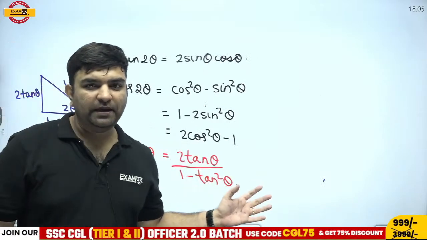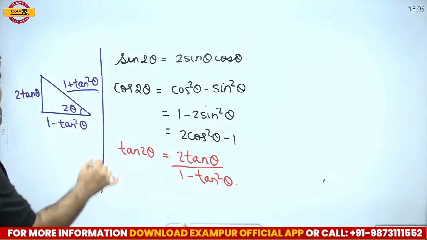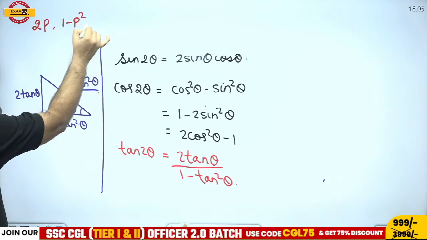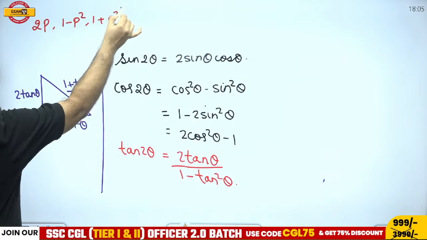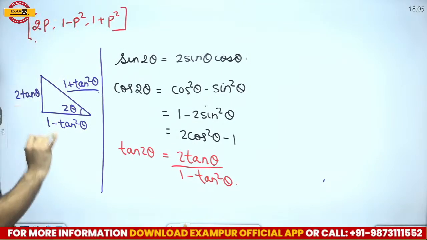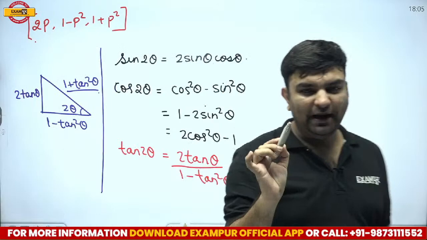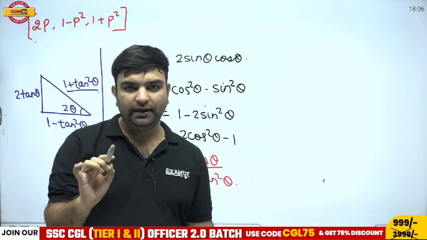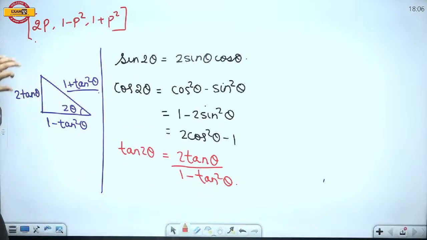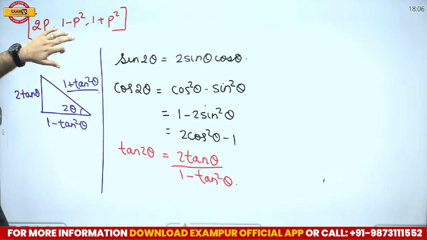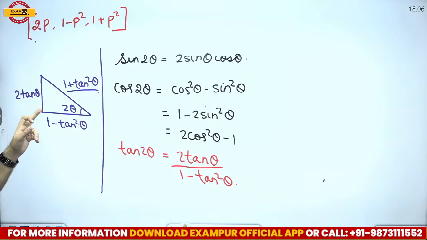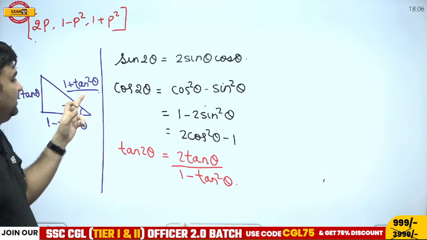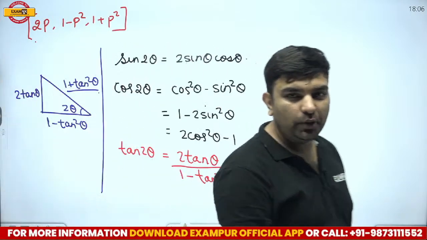This connect is being done from 2p, 1 minus p square and 1 plus p square. This is the triplet, guys, which I told you yesterday. So if one side is 2 tan theta, another is 1 minus tan square theta, then the third side is 1 plus tan square theta.